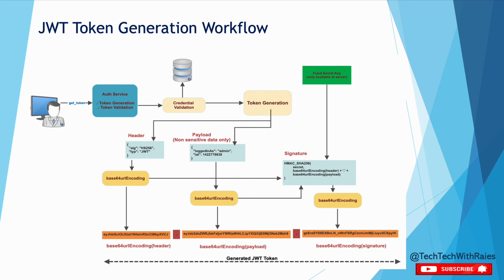In this slide we'll discuss how the JWT token generation workflow looks like. We will see the complete workflow for the token generation. From the previous slide we have seen that the client requests a token from the server side. At the server side there is a service called auth service, which is basically responsible for token generation and token validation. This service basically calculates a token and returns the token to the client.